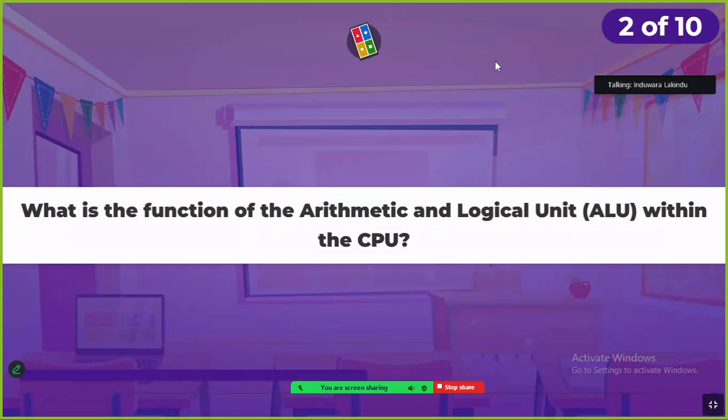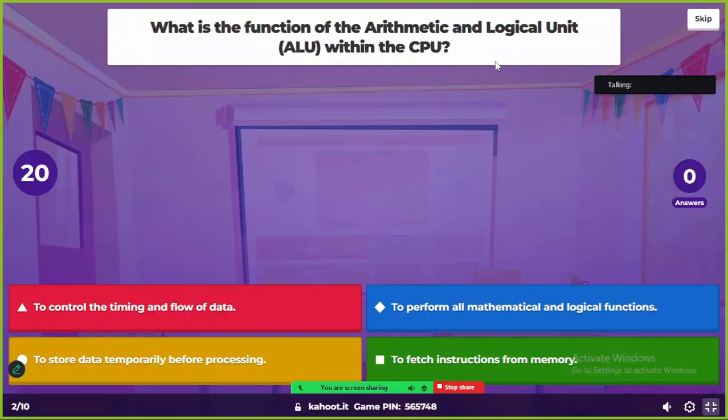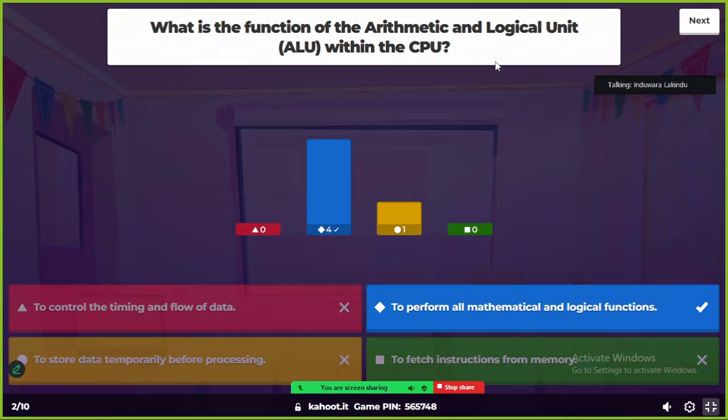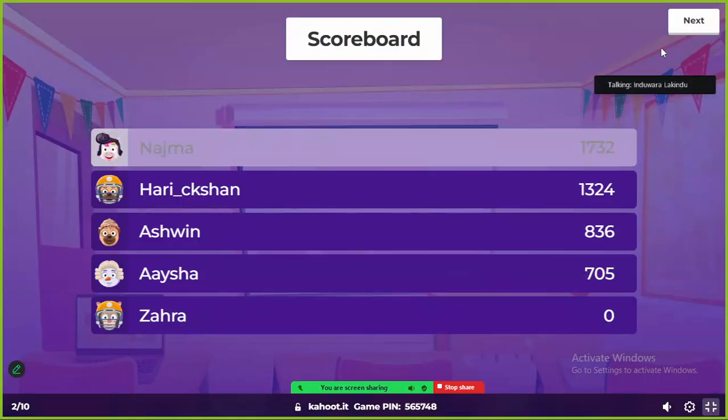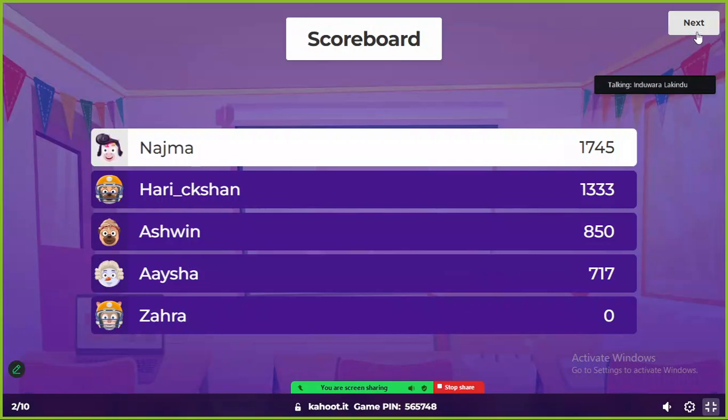What is the function of the arithmetic logic unit? To perform mathematical and logical functions, correct. One person answered to store data temporarily before processing. No, storing data temporarily before processing is done by RAM, cache memory and registers. Najma is still leading, Harrison second, Ashwin third, Aisha has started scoring. Zara, let's try this question.